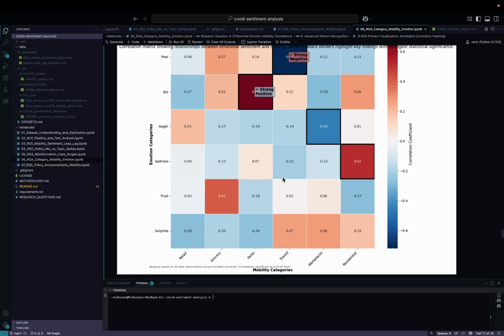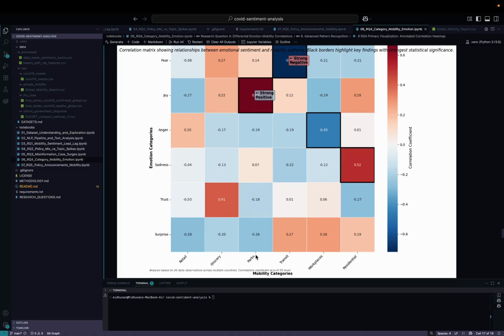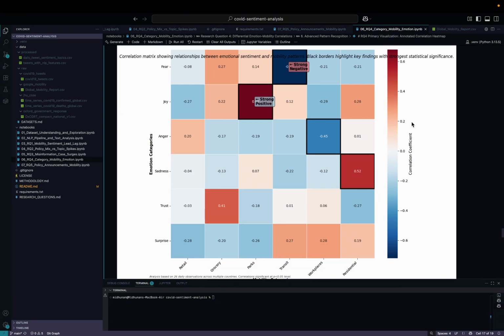Basically there are multiple mobility categories mentioned here: retail, grocery, parks, transit and more, and then a couple of emotions as well. I'll explain one specific cell alone. This is a strong positive, where we can conclude that the mobility category parks leads to joy. So there is an increased amount of joy in the mobility category parks. On the right side, I've also added the legend, which is the correlation coefficient, where 0.6 represents dark red and minus 0.6 is represented by dark blue. And then we'll move on to question 5.